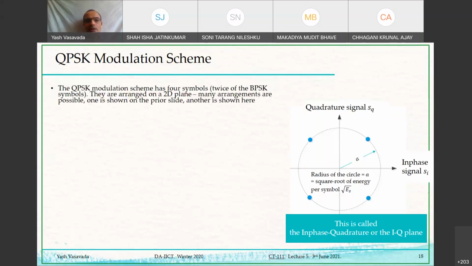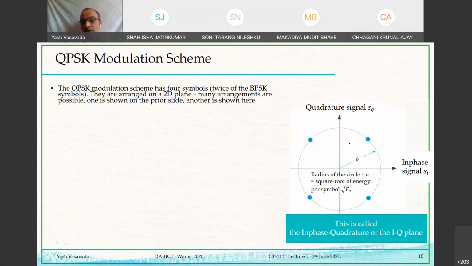Now, this QPSK has 4 symbols, twice that of BPSK. For BPSK, I had only 2 symbols, and so to select one out of the 2, I just need 1 bit. For QPSK, how many bits would I need to select one of these 4 symbols? 2 bits. The answer is 2 bits, correct.